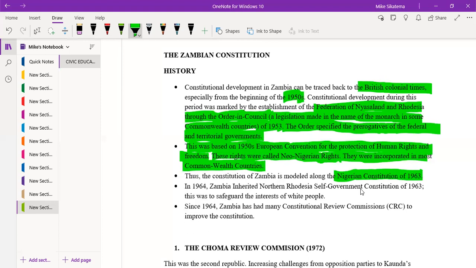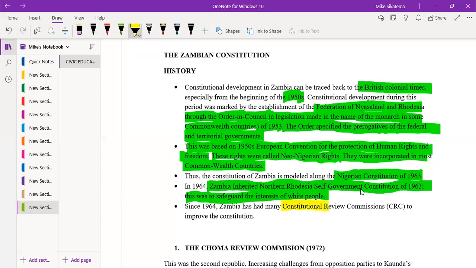Towards independence in 1964, Zambia inherited the Northern Rhodesia Self-Governance Constitution of 1963. Like I said, because it was under this council, this was simply to safeguard the interest of white people. Oh my goodness, this is high yield. You have to know all these in detail. You can revise this video, you can rewind it, you can write them down somewhere, study your notes. You're going to have your notes as your companion. You have to know all these.